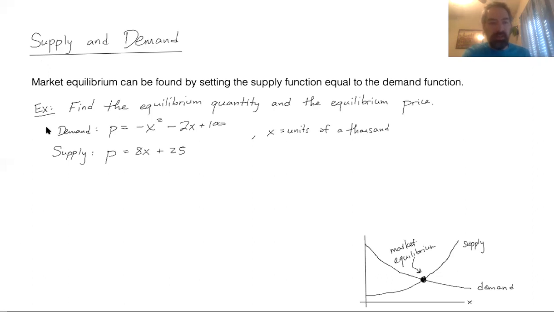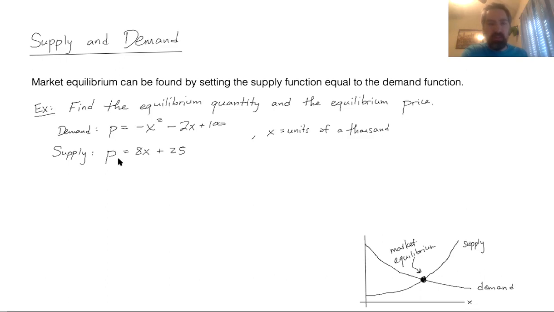All right, so we are given the demand function and the supply function. Demand is P equals negative x squared minus 2x plus 100. The supply function is P equals 8x plus 25, x being the units in terms of 1,000, and P being the price.